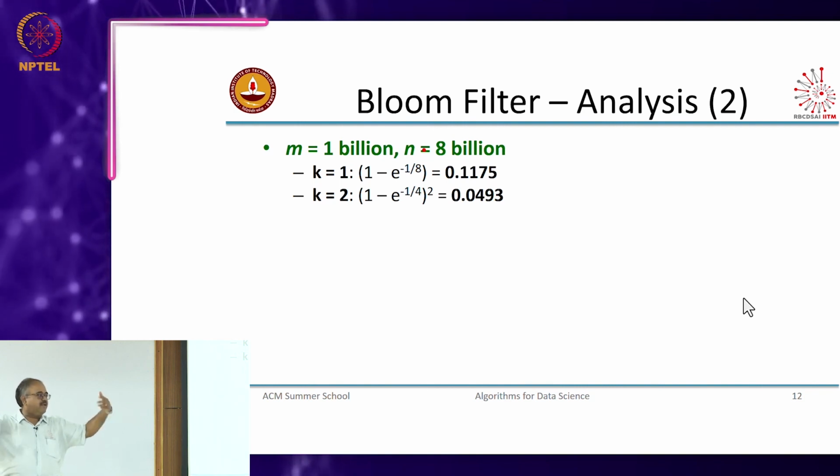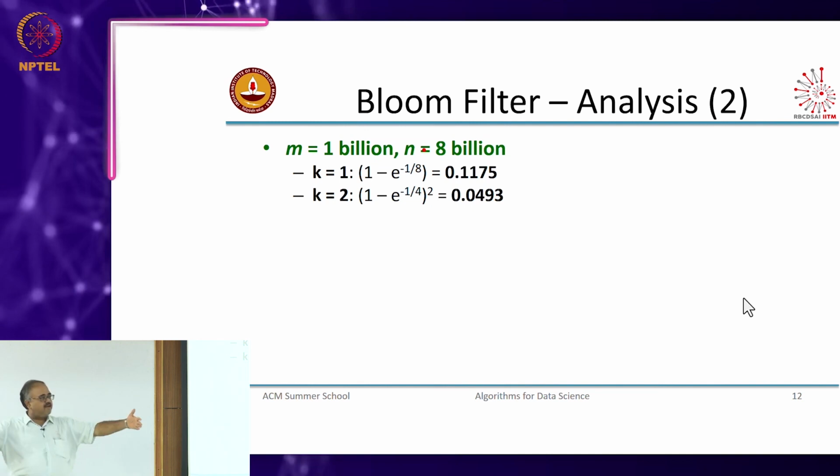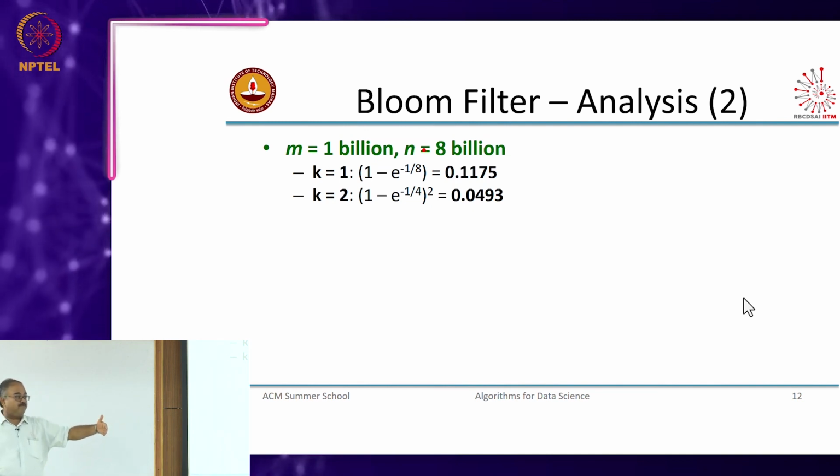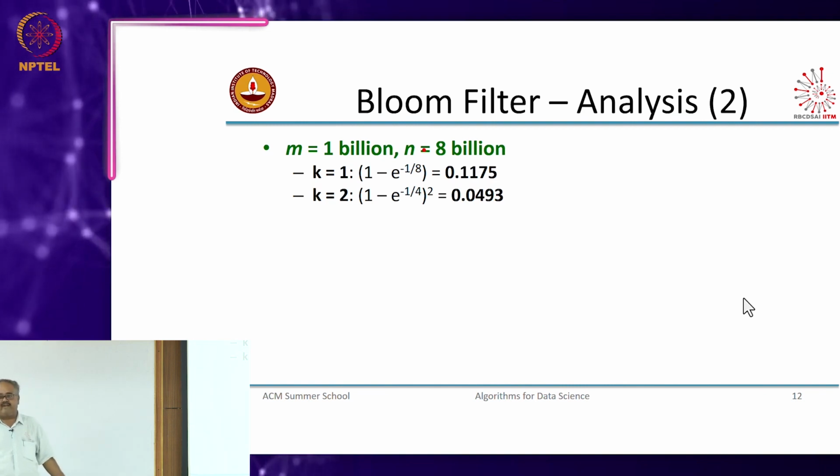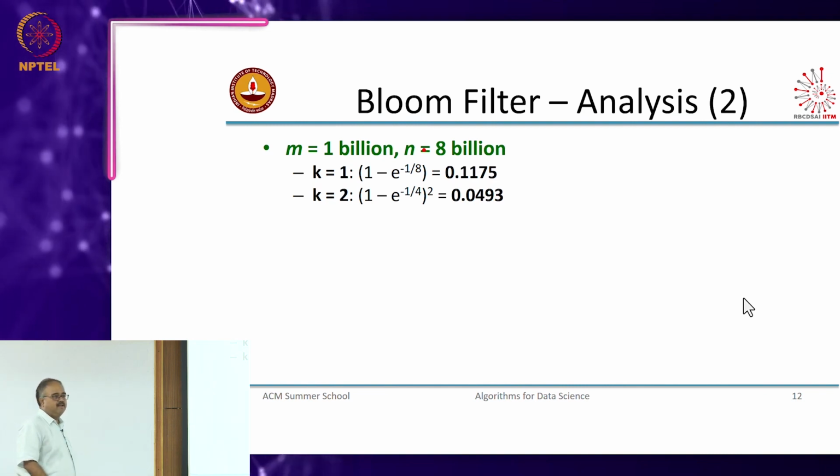Correct? Because I am throwing k times m, right? So more of the buckets will get a 1. And therefore, when I start randomly sampling, at some point I am likely to hit a 1 with a very high probability after a large enough k.